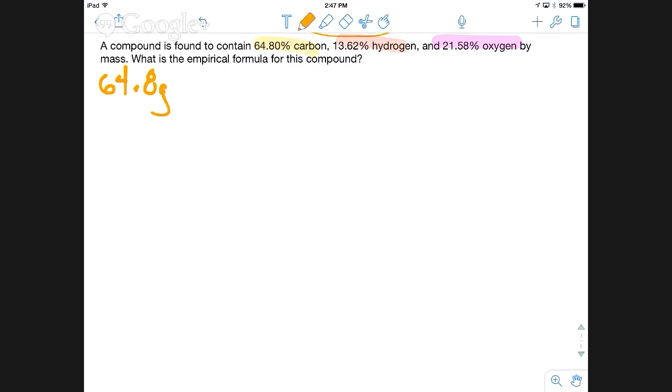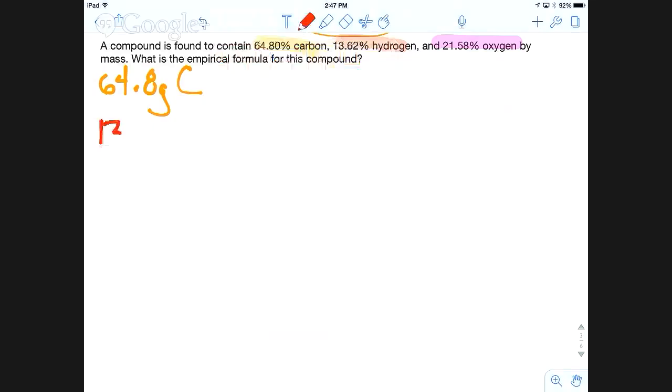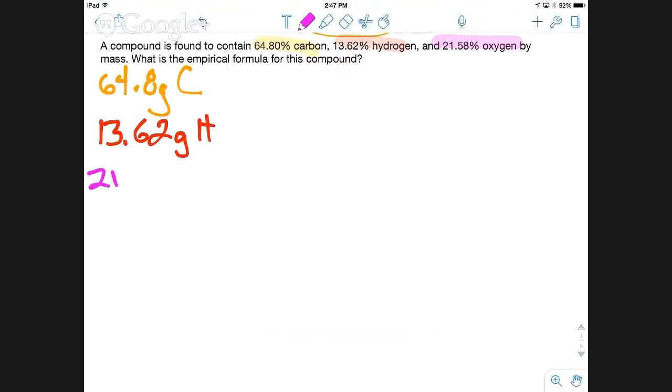So I've got 64.8 grams of carbon, and then I have 13.62 grams of hydrogen, and 21.58 grams of oxygen. And the next thing we wanted to do was to convert that into moles. That's not too bad. We did that back earlier in this podcast.